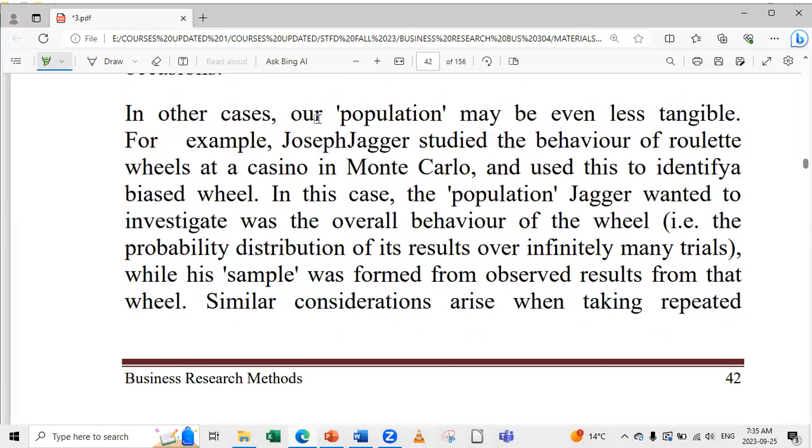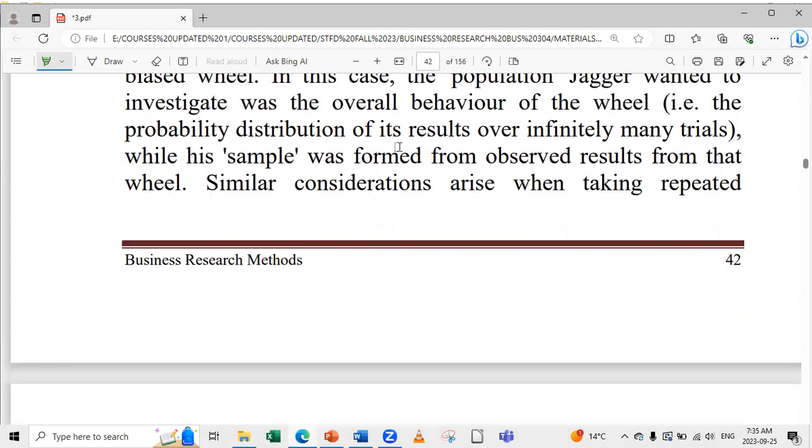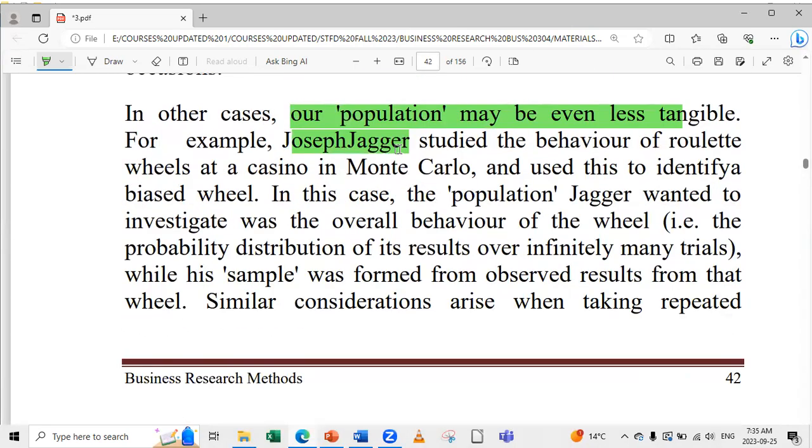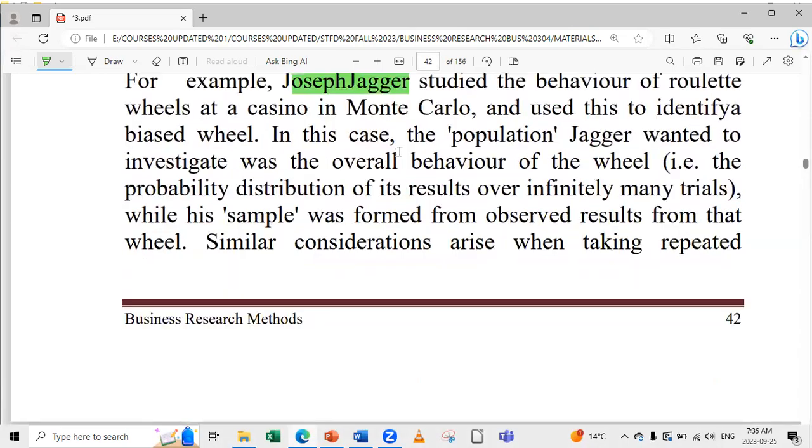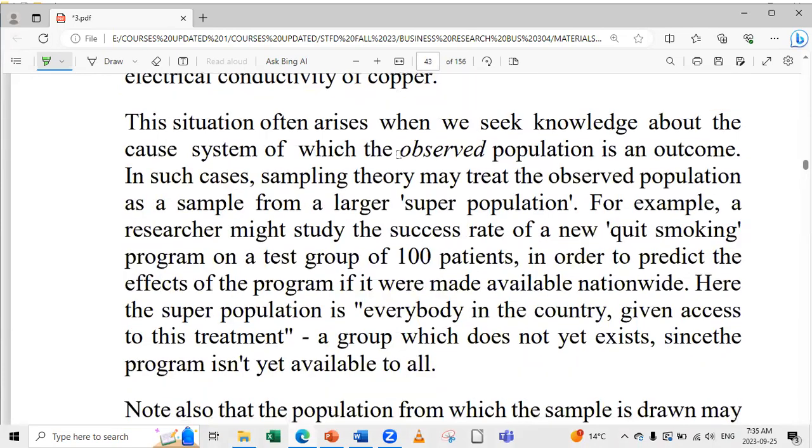Okay. In other cases, our population may be even less tangible. For example, Joseph studied the behavior of roulette wheels at a casino in Monte Carlo and used this to identify a biased wheel. So here, sometimes the population is intangible. You cannot see it, or it is less tangible.